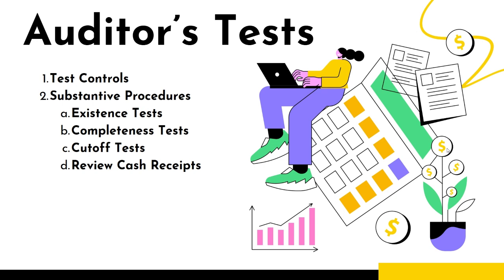When it comes to cutoff tests, again, this is making sure things are recorded in the correct period. Maybe we could confirm with the purchaser that they were recorded in the correct month. And then finally, reviewing cash receipts. Here we want to confirm that the cash received matches the invoices recorded by sending maybe confirmations to the bank or counting some of those cash deposits.